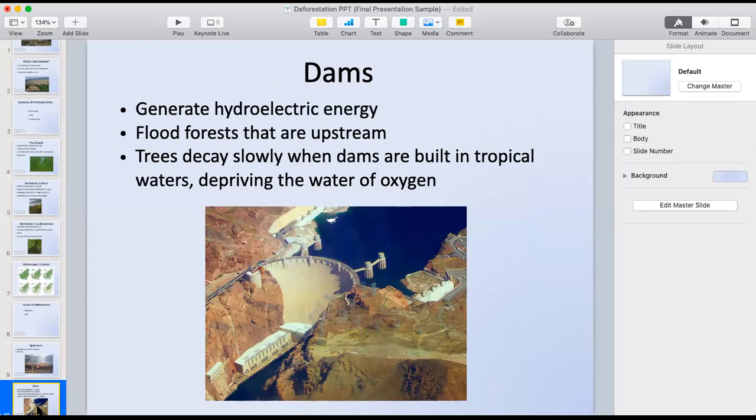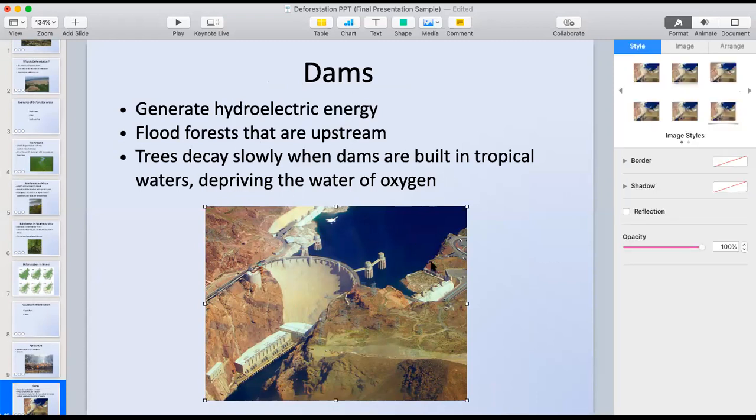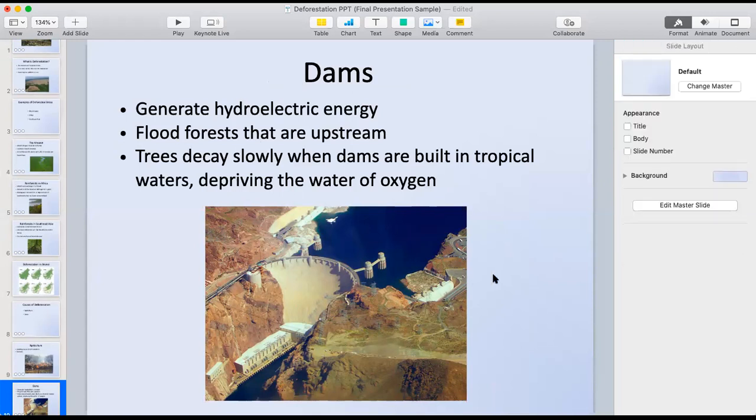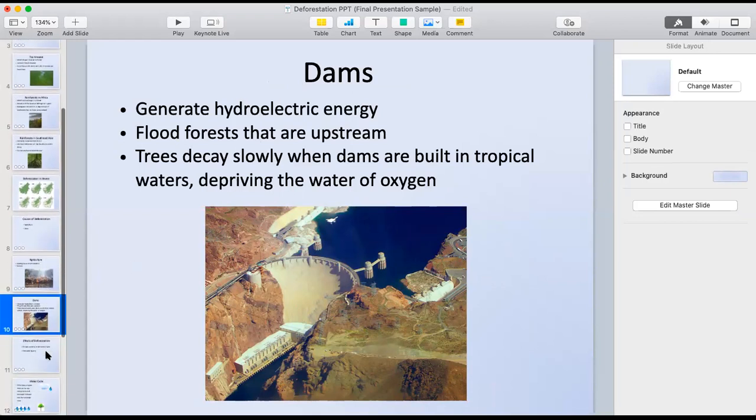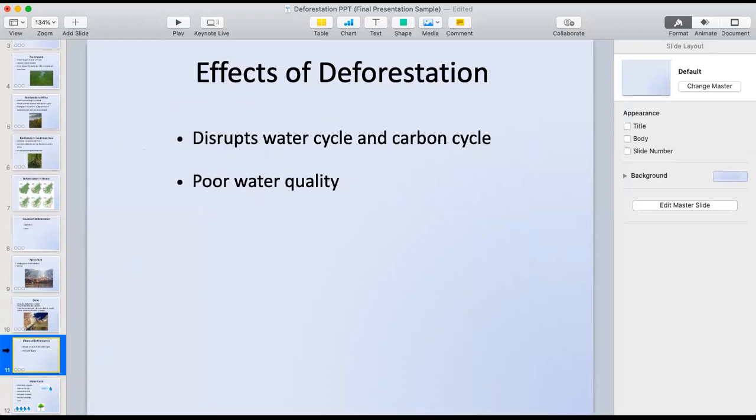Okay? Dams. So generate hydroelectric energy, flood force that are upstream, and so on. It's better, not too much text. It still can be less than that, but it's definitely better. And the visual aids are very good because it's very clearly a photo of a dam, and it expresses the idea clearly. Okay, let's look at the next slide.